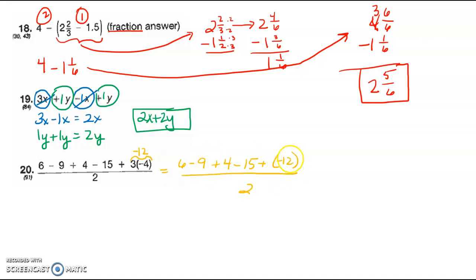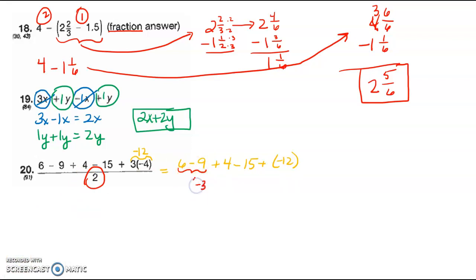So I'm going to go left to right since this is addition and subtraction. You know what? Let me go ahead and erase that divide by 2 just for right now. We can't forget about it or else we get the wrong answer. So we are going to have to go back. So let me circle it so we don't forget to go back.